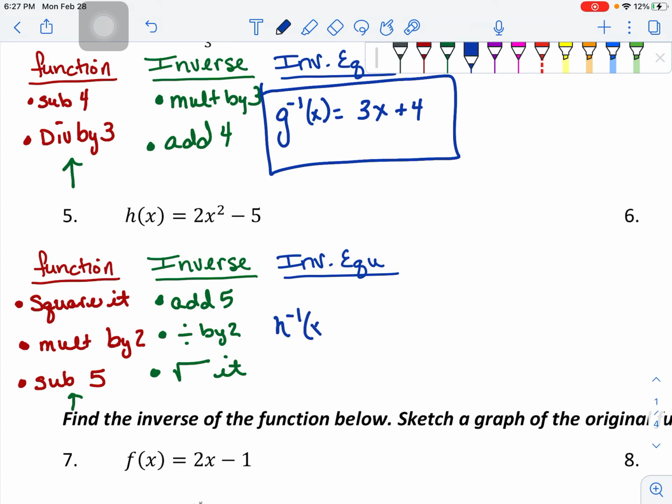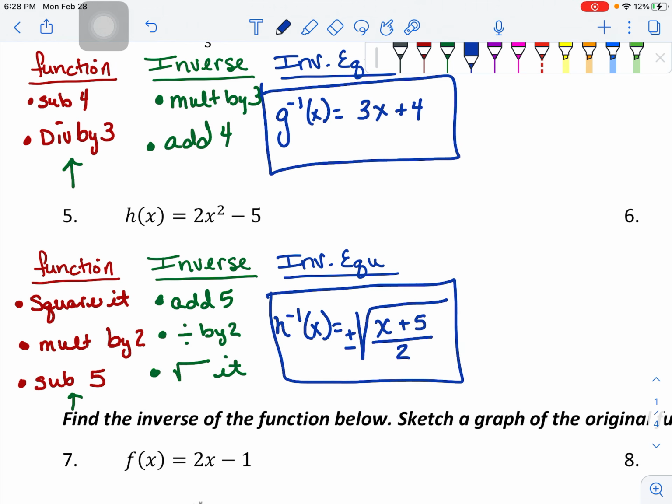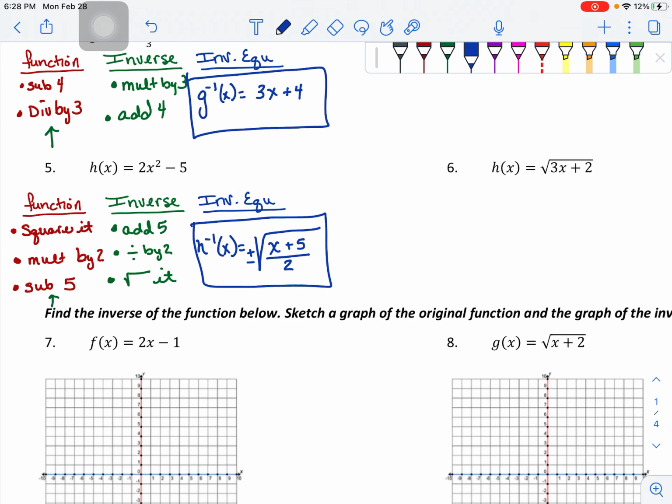So I'm going to write h to the negative 1 of x. And we've got 3 steps here. So there's my x. I'm going to add 5 to it. I'm going to divide by 2. And then I'm going to square root it. And you're square rooting the whole thing. And remember, when we have a square root symbol, we're going to add a plus minus to the front of it. And there we have number 5.